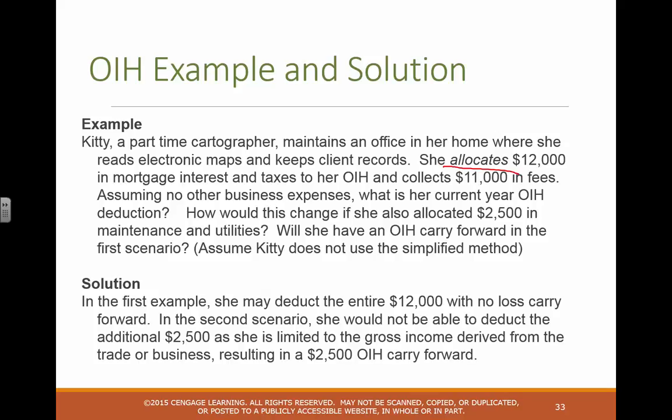In the second example, I said she also allocated $2,500 of maintenance and utilities to her office in home. She doesn't use the simplified method. What happens in the second example? How much does she get to take? Now she's got $14,500, right?